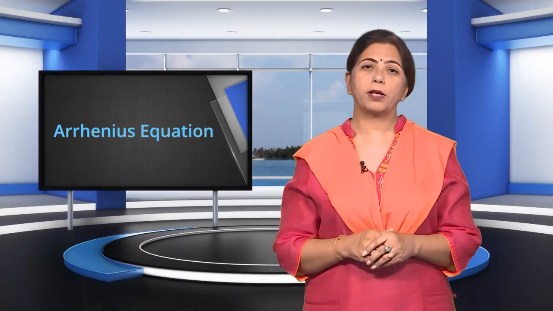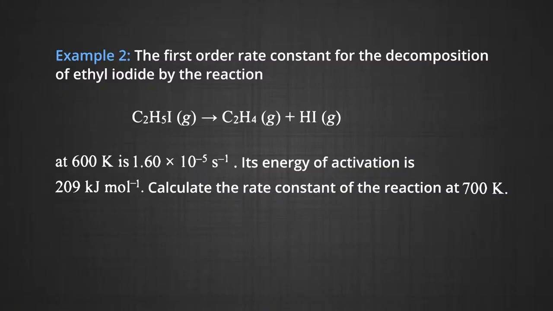I am taking another numerical problem based on the same Arrhenius equation. The first order rate constant for the decomposition of ethyl iodide, C2H5I in the gaseous state giving ethene C2H4 plus hydrogen iodide in the gaseous state, at 600 Kelvin is 1.60 into 10 raised to power minus 5 per second. Its energy of activation is 209 kilojoules per mole. Calculate the rate constant of the reaction at 700 Kelvin.